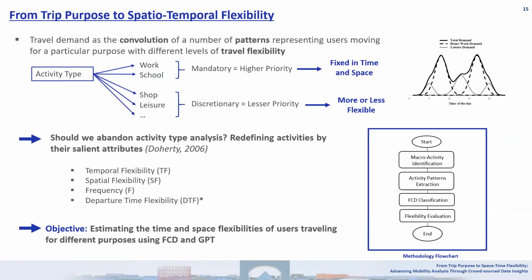We use his classification of activities in macro activities. Some of them are mandatory, some of them are more flexible. For example, it means that we have a lower priority, both in terms of time and space. So we decided to divide our points of interest into different macro activities following the definition of Doherty.